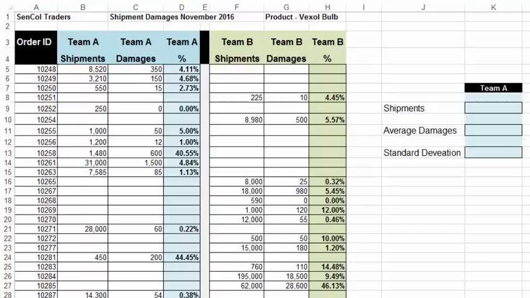So in our case, we have a number of shipments of a product called Vexol bulb. It's the same product shipped by two different teams, and this is only for the month of November. There's a logistics transportation team called Team A and a Team B. Team A made these shipments in their territory, and Team B made these shipments in their territory. So we're going to calculate some numbers around that and then try to explain what standard deviation means.